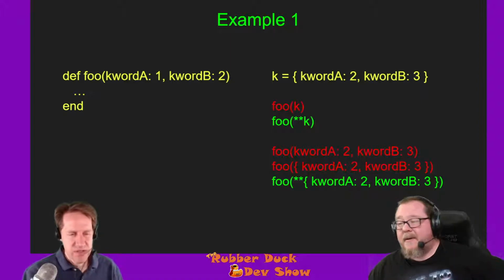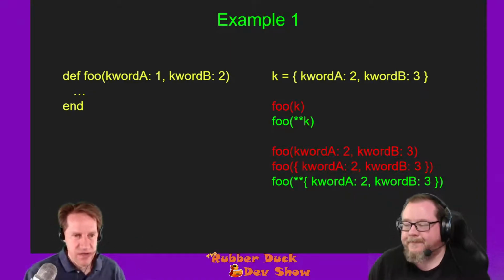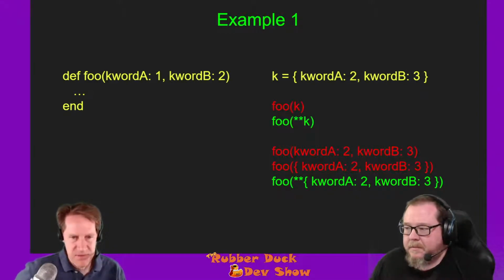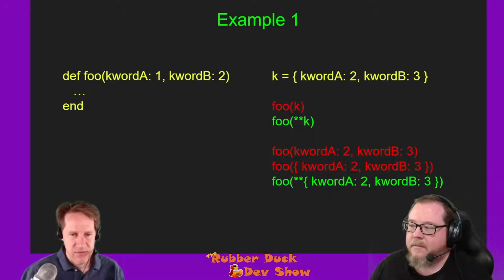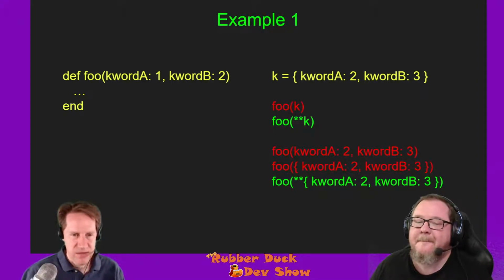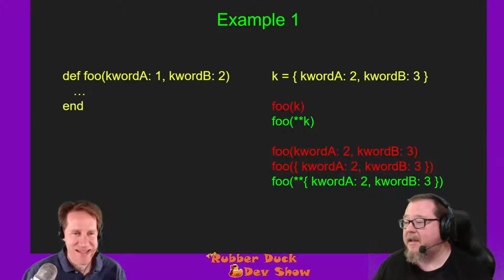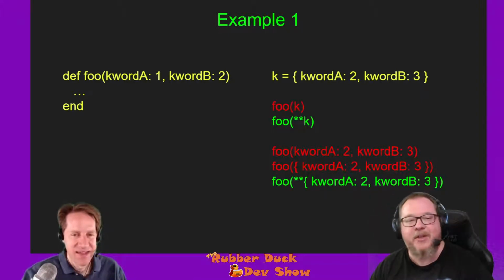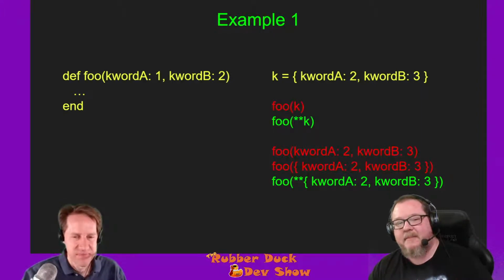I thought with the definition, like on the top left here, why wouldn't it accept keyword A to keyword B 3, like your first bad example? Because that exactly matches. Why doesn't it? Because it just doesn't. You can't use named arguments like that.